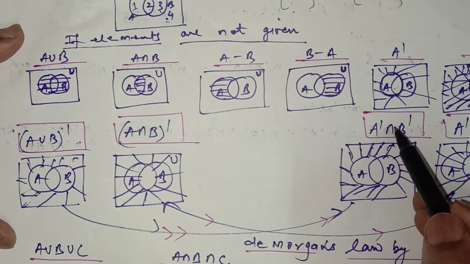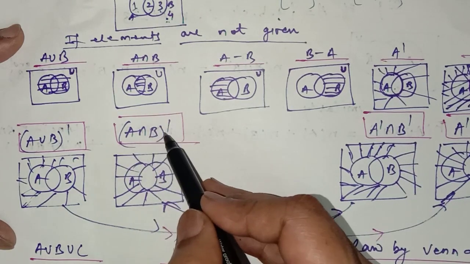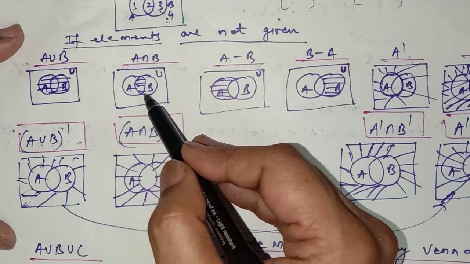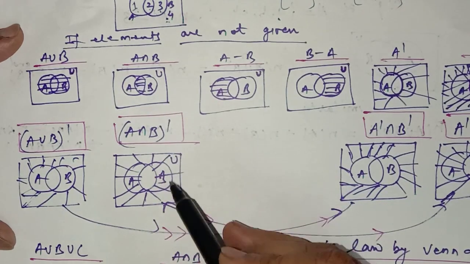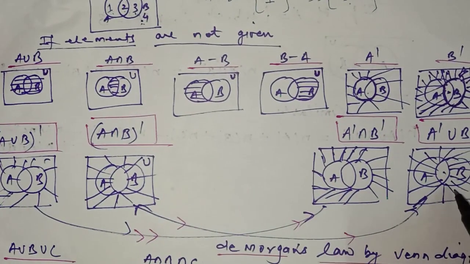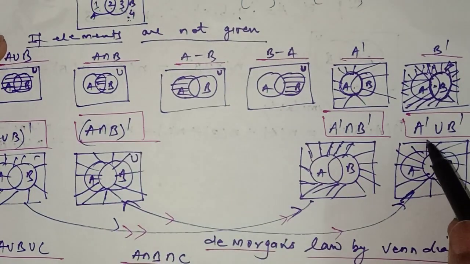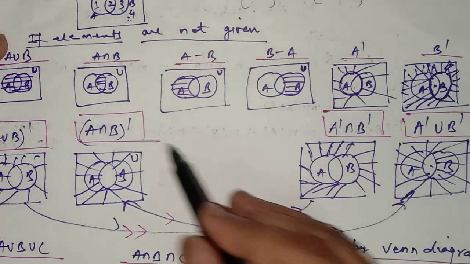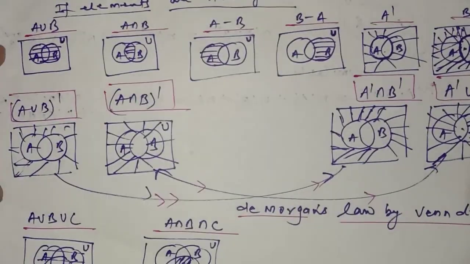Similarly, if you have to find A intersection B whole complement, the complement of this will be everything except this shaded portion. See it very carefully, and it is coming out to be the same as this. So it means A intersection B whole complement is equal to A complement union B complement, which is De Morgan's law, and we have already proved it in the last lecture.